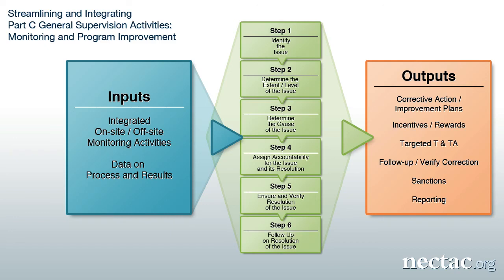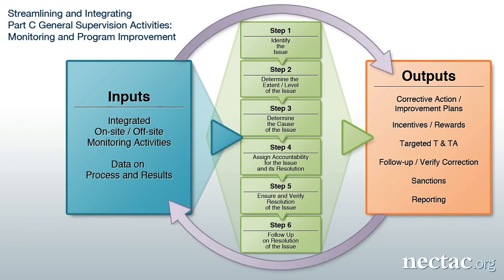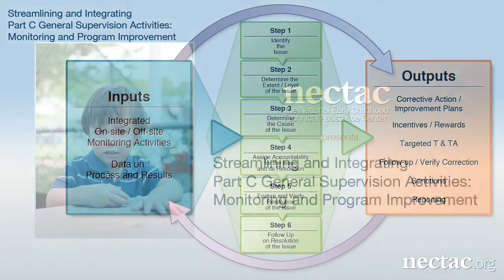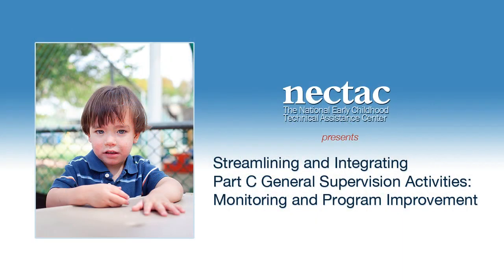In summary, the inputs obtained through on-site and off-site monitoring activities and data on process and results impact the outputs throughout their use in the 6 steps. The outputs generated as a result of the 6 steps are in turn valuable sources of inputs when the cycle is initiated again. We hope you found the overview of the framework for streamlining and integrating Part C general supervision helpful, and invite you to further explore each of the 6 steps, including state challenges and resources, through the online interactive guide.